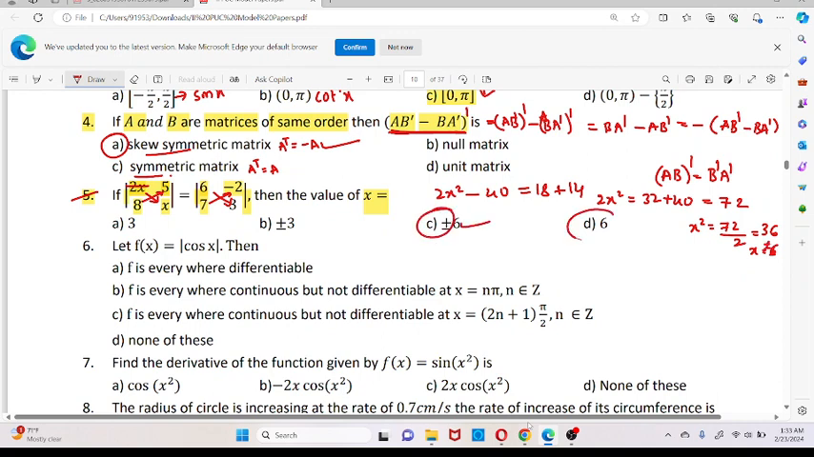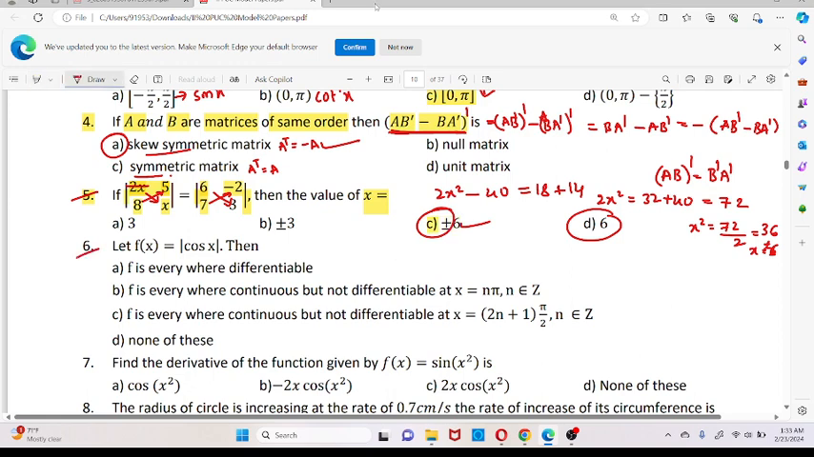Here you can see plus 6 is also there. So the determinant value, either it may be plus or minus, so I will go with the option C, that is plus or minus 6. Please note this point, plus or minus 6.